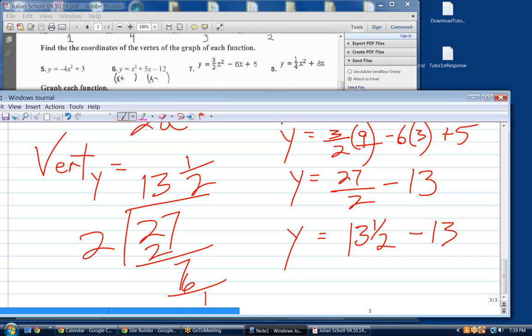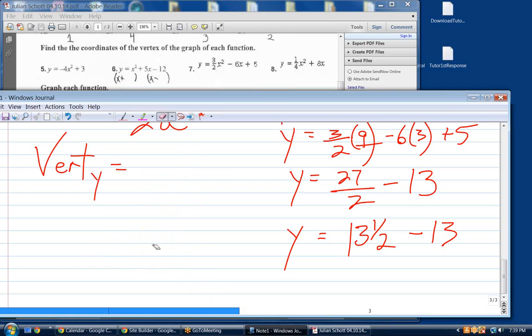What's 13.5 minus 13? Just a half? Has to be the same answer. Just because we did it a different way doesn't mean we're ever going to get a different answer. I was just trying to show you a different way to do it where you don't have to use common denominator. In other words, if you can turn that into a proper fraction, then it becomes pretty straightforward. 13.5 minus 13 is a half.